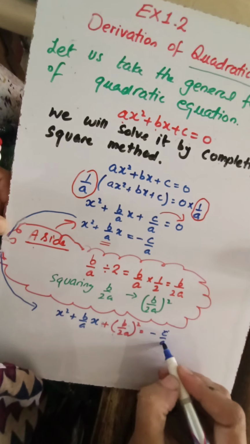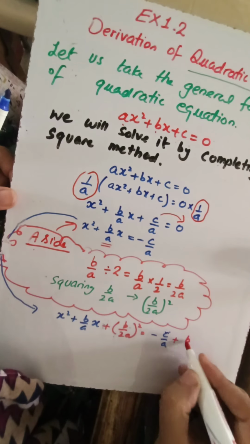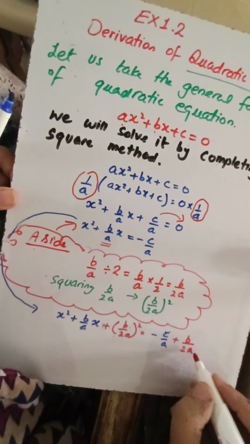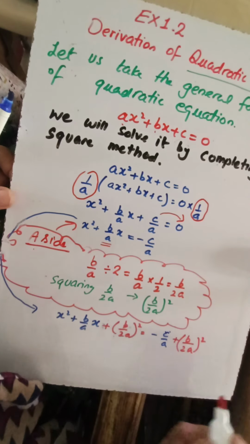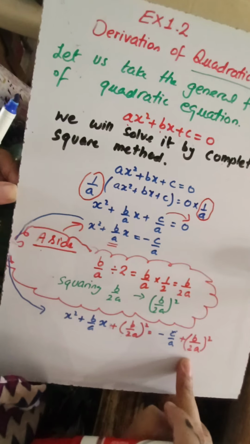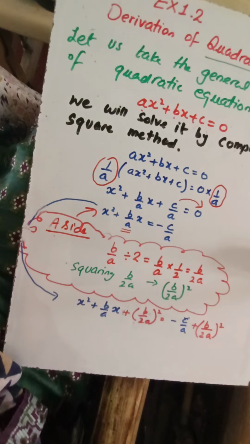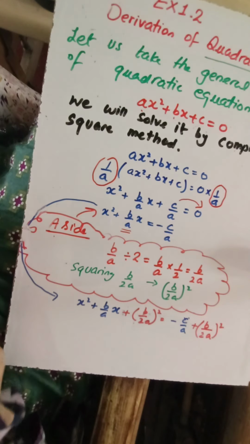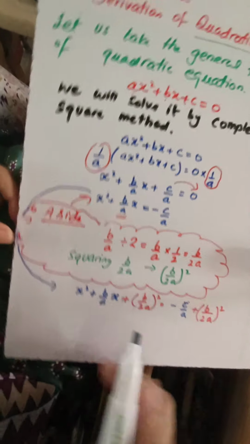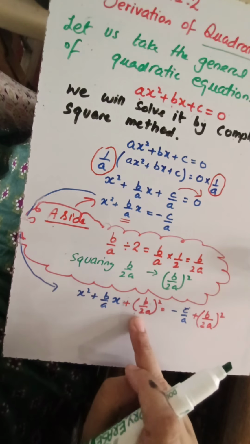Minus c over a plus b over 2a whole square. Okay, I am going to add this on both sides of the equation. Now after doing this, what we are going to get is the complete square of x plus b over 2a whole square.